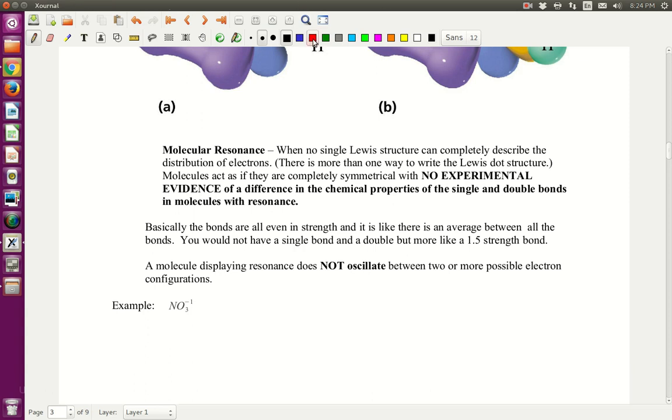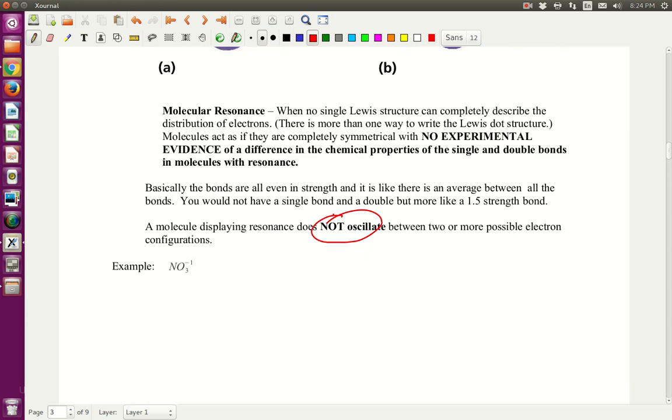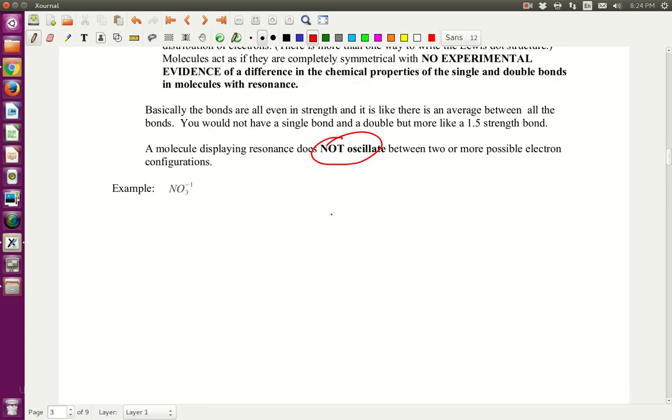Okay, so let's get the red. Does not oscillate. This is important because every year kids kind of get this messed up in their head. So I'm going to draw out the Lewis dot structure for this anion, because it's negative. So let's figure out our available valence electrons. If you look on your periodic chart, nitrogen has 5 valence electrons and oxygen has 6. And this little negative symbol means we're going to add 1 extra electron.